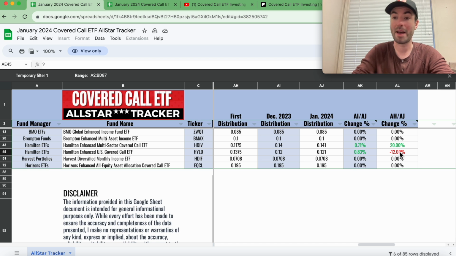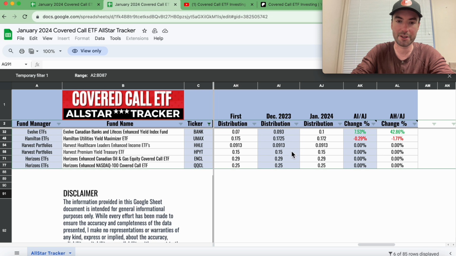HYLD saw that massive distribution cut in April of 2023. So it's most likely slowly working its way back up to that 14 cent mark that it used to pay out at. Still, in my opinion, a really good fund. I really like HYLD. Okay, so we've looked at those changes. Let's look at some of the sector-based changes.